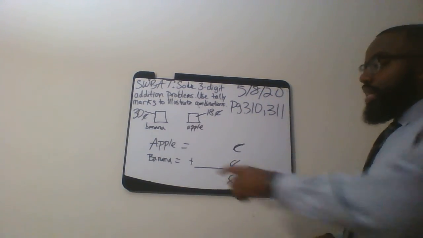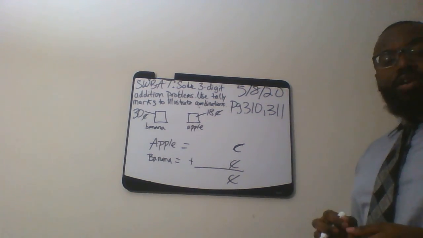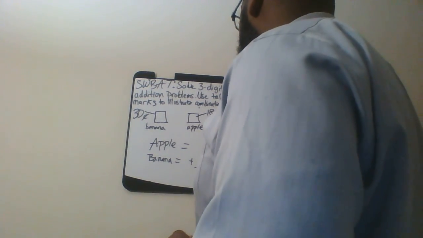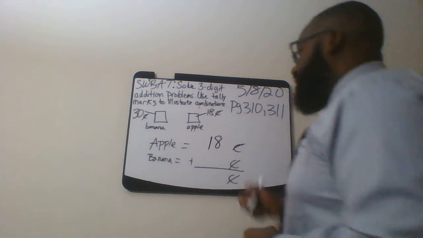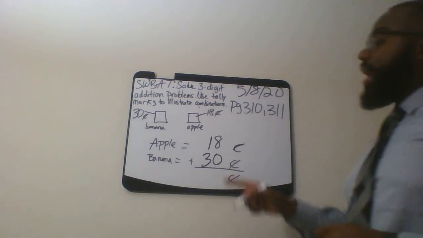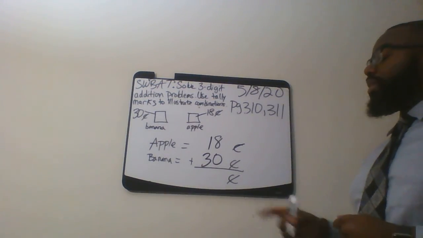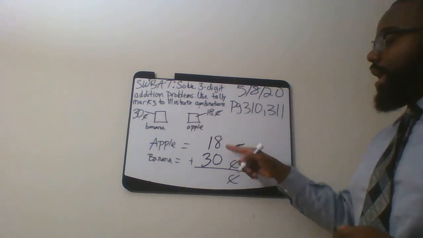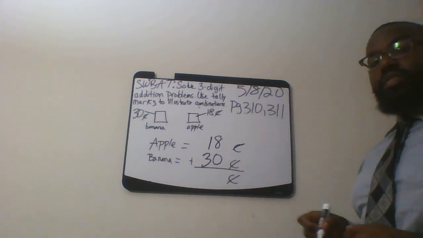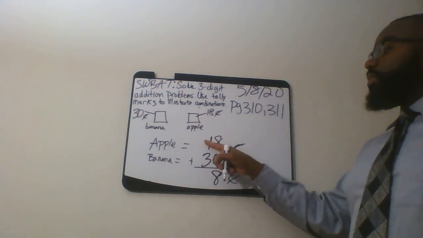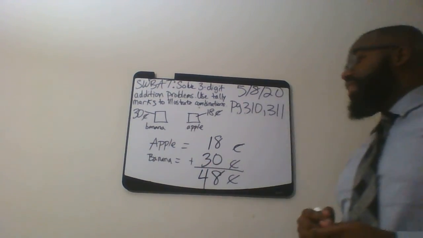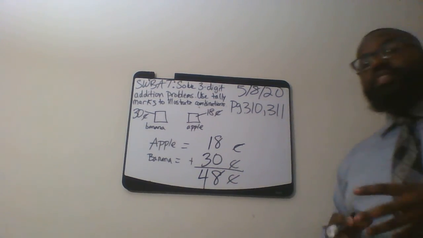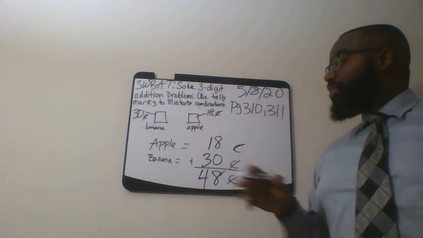So let's break down the problems. It asks us for an apple. How much does the apple cost? It says 18 cents. The apple costs 18 cents. And how much does the banana cost? Let's look at the price tag. It is 30 cents. So now we're adding 18 cents plus 30 cents. Let's begin. What is 8 plus 0? That is 8. Next, what is 1 plus 3? That is 4. So 18 plus 30 is 48 cents. So the price of the apple and banana is 48 cents.